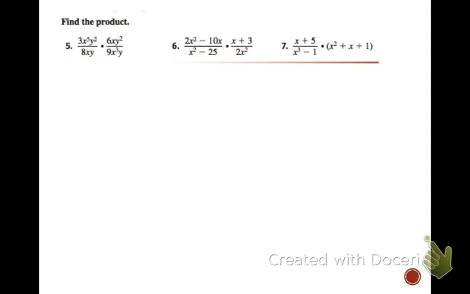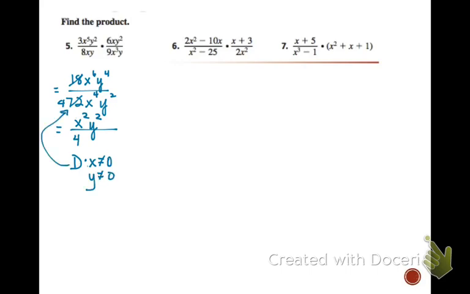I'm just going to multiply straight across numerators and denominators first and then simplify. All right, now we're going to simplify our numbers, so that reduces to 1/4. And then our x terms, 6 minus 2 is 2, and then our y's, 4 minus 2 is 2. Domain rule, I have to look at the step above and make sure that I say x and y cannot equal 0.